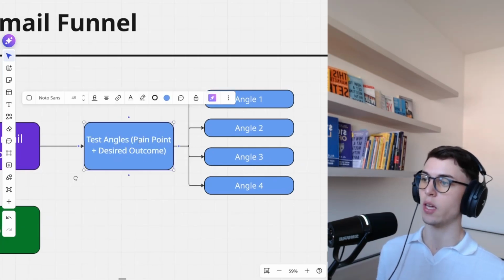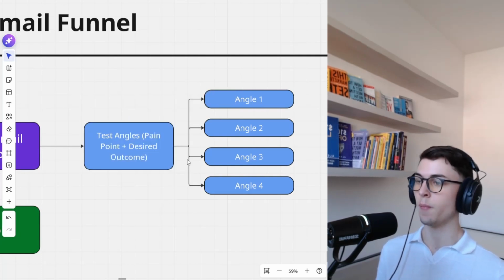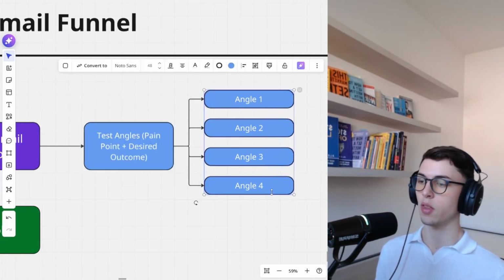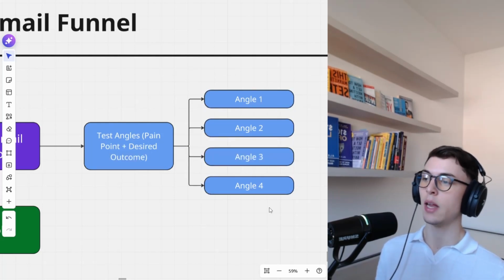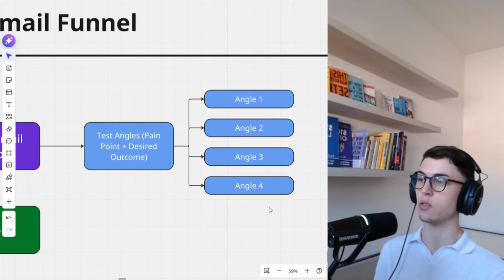So we would test different angles, which is essentially the pain point plus the desired outcome of a specific target avatar, right? So we're going to come up with 3 to 6 different angles that have a different pain point and a different desired outcome that's attached to that pain point that we can solve. And we're going to come up with these 3 to 6 typically different angles, right?